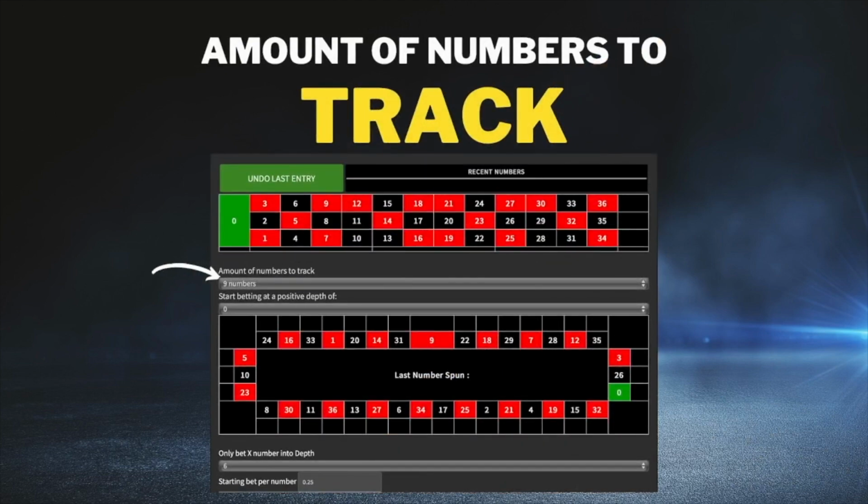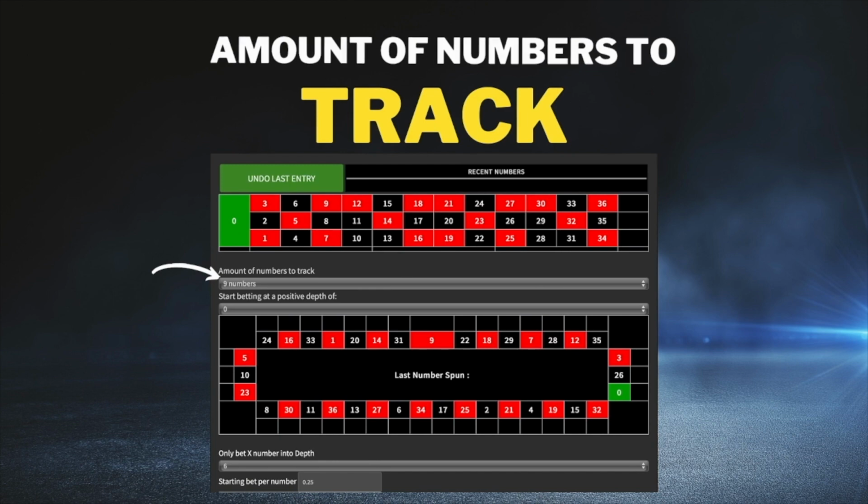The first setting that you come across is the amount of numbers to track. Currently it's set to 9, so if the previous number was number 20, this would look at number 20, 4 numbers to the left of that number, and 4 numbers to the right of that number, totaling 9 numbers. If, say, we set the amount of numbers to track to 3, it would look at number 20, 1 to the left and 1 to the right, which should just be tracking number 1, 20 and 14.